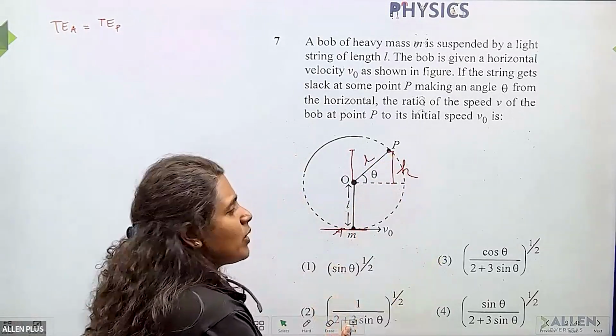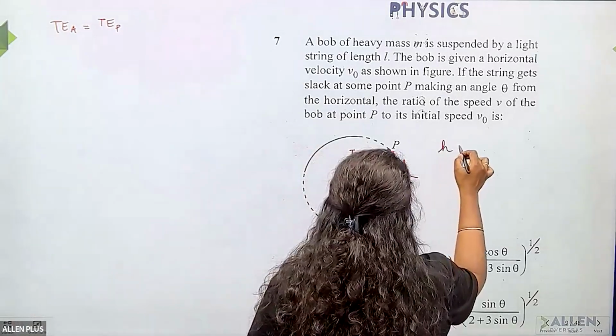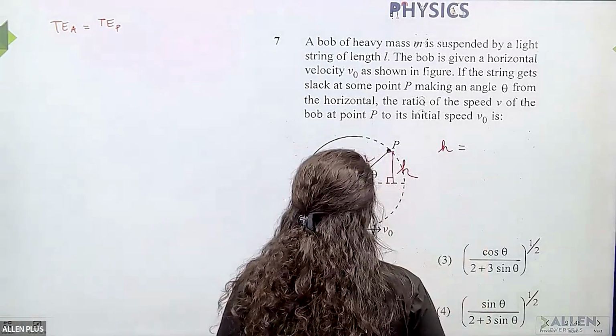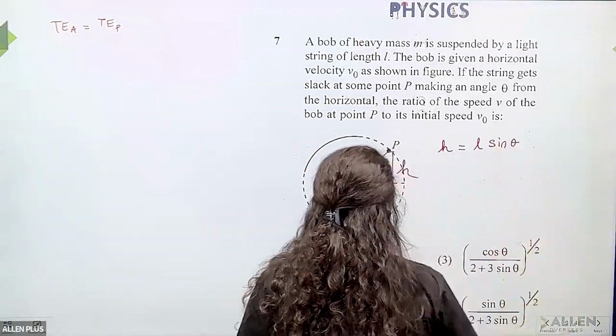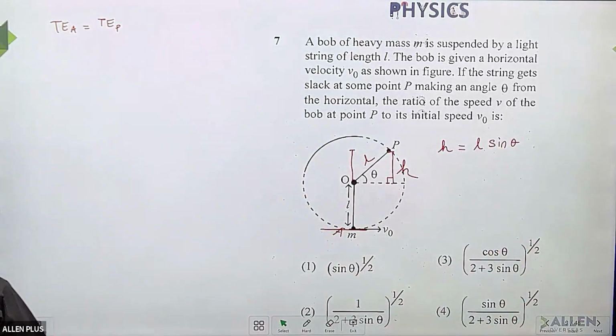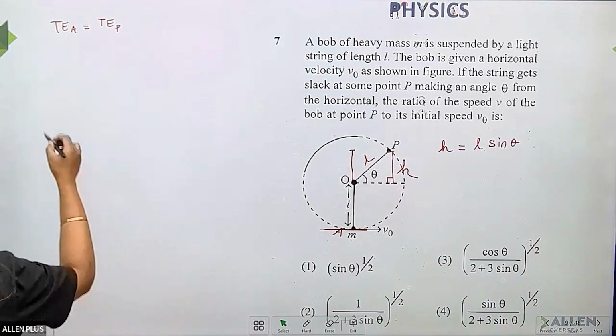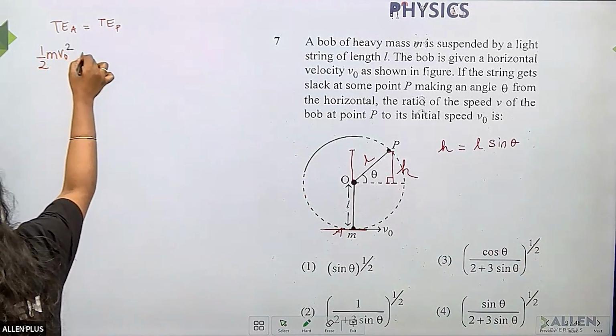So this is something looking like a right angle triangle. From this relation, I can say H can be written as L sine theta. Okay. Now at point P, what is the energy? It is half m v naught square.